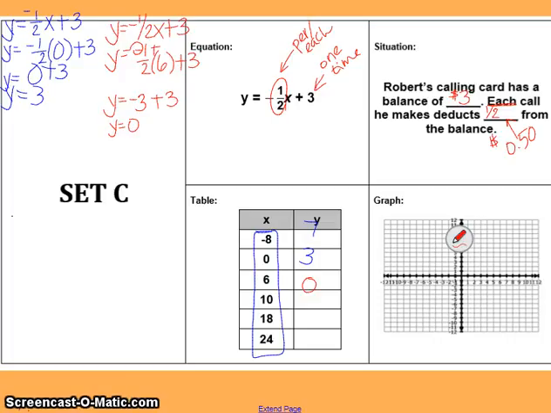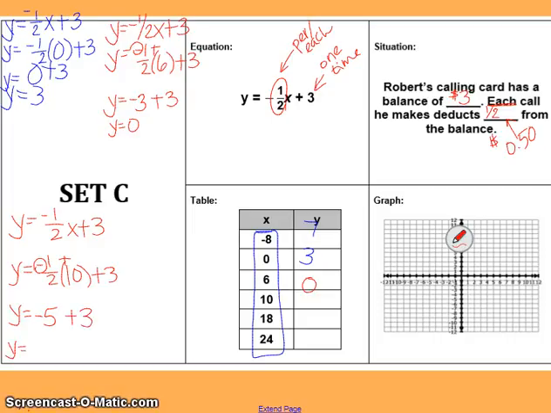I have y is equal to negative 1/2 x plus 3. So I plug in that 10. Y is equal to negative 1/2 times 10 plus 3. I know that half of 10 gives me 5. If I cut that 10 in half, it's 5. But I also know I have a negative and a positive, so that makes that 5 a negative. So negative 5 plus 3.